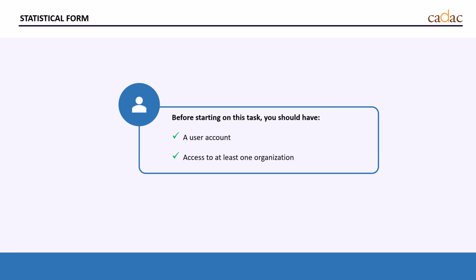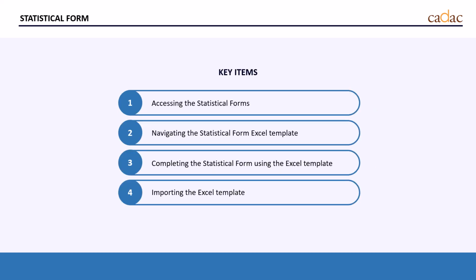Now let's go over the key items that we will cover in this video. When applying for or receiving core funding, arts organizations must also complete their statistical forms. This video will make sense of this process. The key items we will cover in this video are how to access the statistical forms, navigating the statistical form Excel template, completing the form using the Excel template, and how to successfully import the template into CADAC.